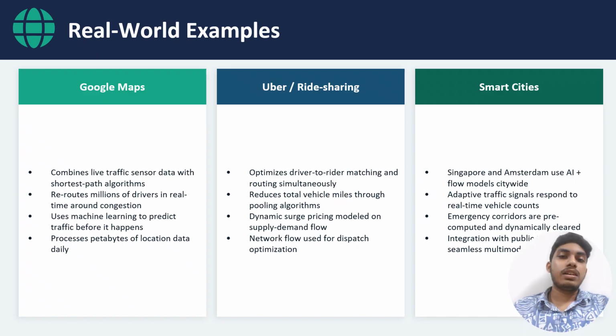In real life, companies like Google use these algorithms in Google Maps. Uber uses them to optimize driver routes and reduce travel time. Smart cities like Singapore use AI and network flow to manage traffic efficiently.